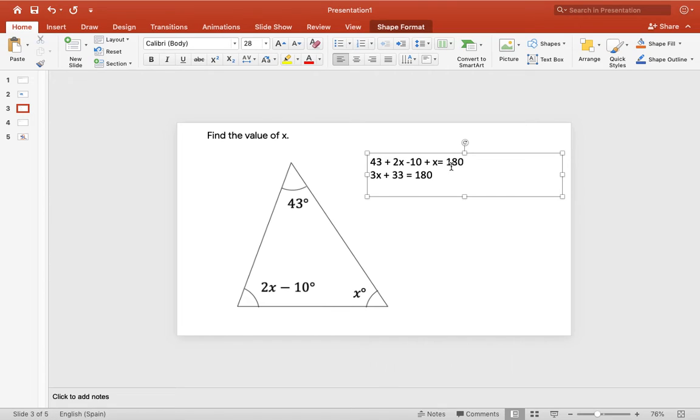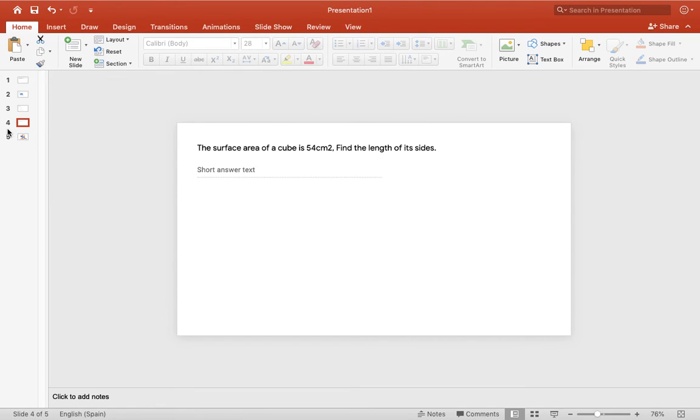And then you need to solve the equation. So we get 3x, and now we need to minus 33 from both sides, is 147. And then last but not least, you need to divide 147 by 3, which would give us the following: 49 degrees. I'm going to go over one final question as part of this exam, and the final question I'm going to go over is this.